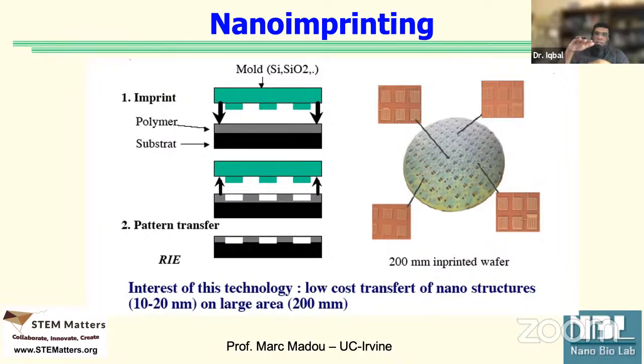Then there is this process. Right now what we are looking at is imprinting, which means we need to physically push it down to remove the polymer, remove that material, the light gray thing, to make room.